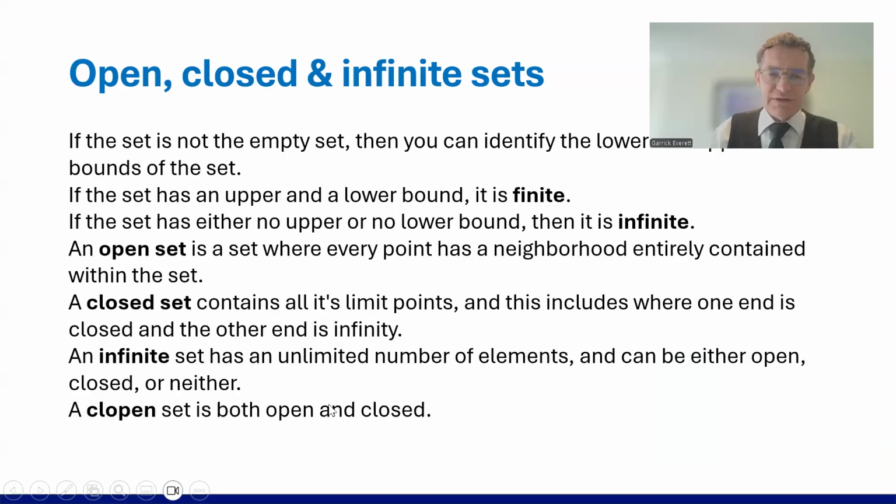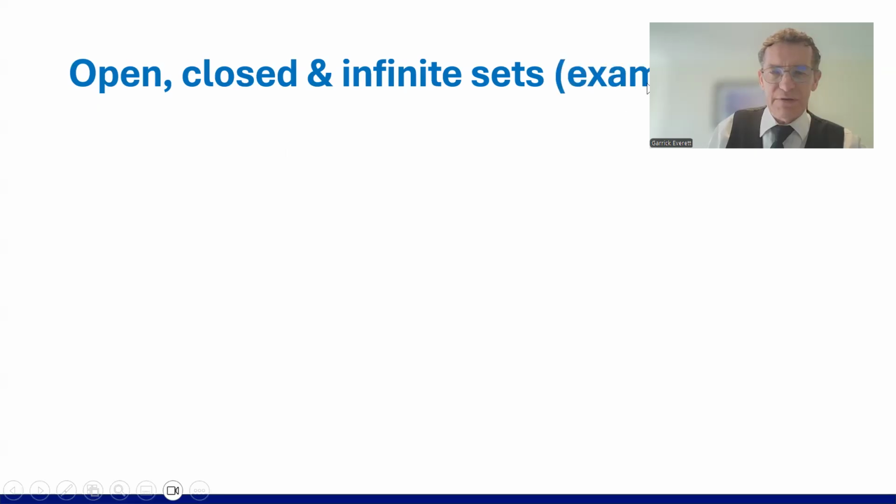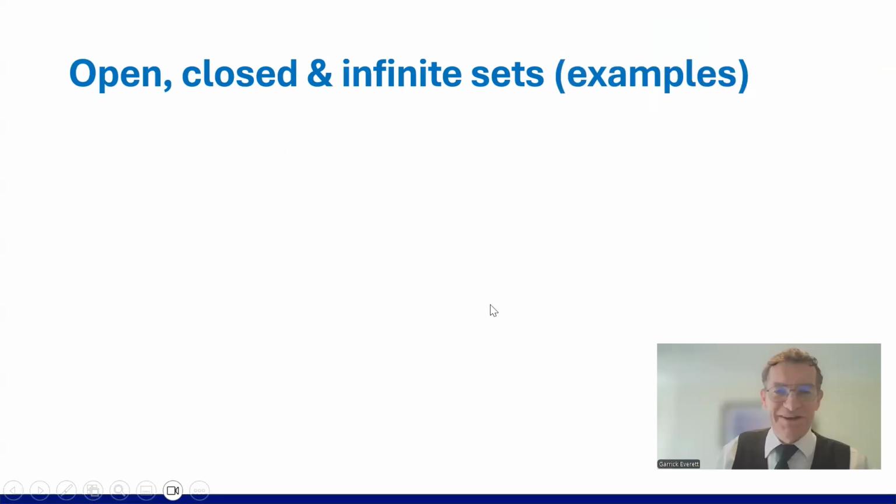And a clopen set, so here we go, a clopen set, so that's what I was trying to talk about here, is both open and closed. So one end's square, the other end's round, but not round to infinity. And we'll do some examples. Like, I don't know, now. What a great idea. Okay, so here we go.